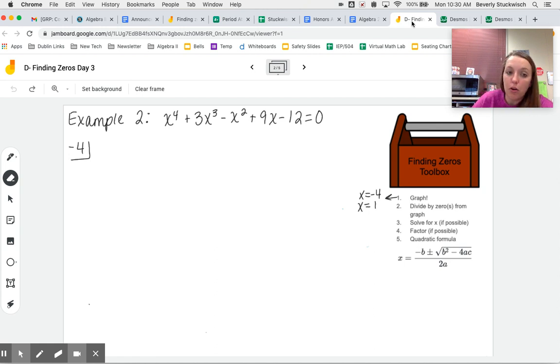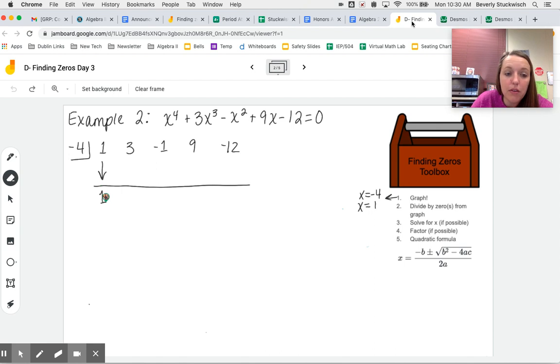We know what the 0 is, so that's going to go in the box. And then my coefficients are 1, 3, -1, 9, and -12. I'm going to use synthetic division. You could totally do this with long division. If you did, you would divide this polynomial by x plus 4, the factor version of this. But for synthetic division, we can just put the 0 in the box.